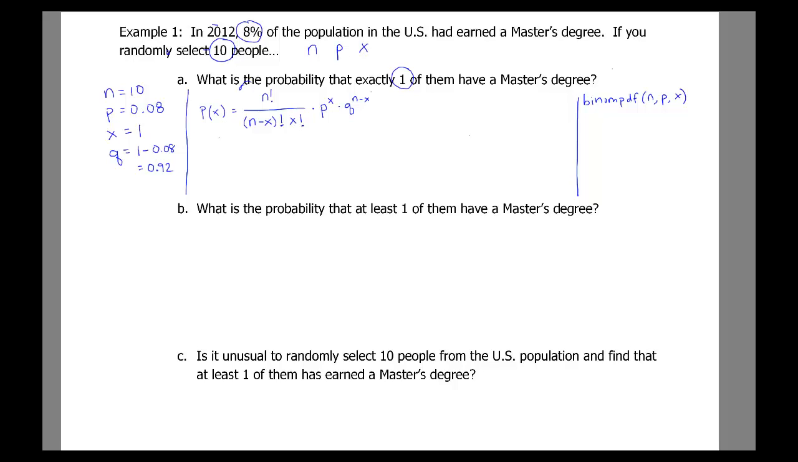So we should have everything we need now to plug into the binomial equation here. So I'm going to start filling that out. x is 1, so the probability of 1 person out of 10. n is 10, so 10 factorial divided by 10 minus 1 factorial times 1 factorial. p is 0.08, and that's to the x, which is 1. q is 0.92, and that's to the 10 minus 1 power.